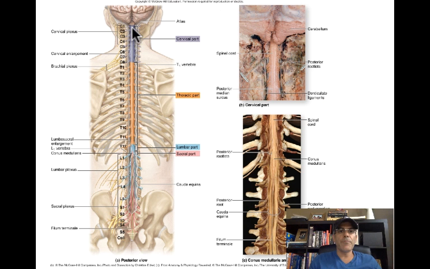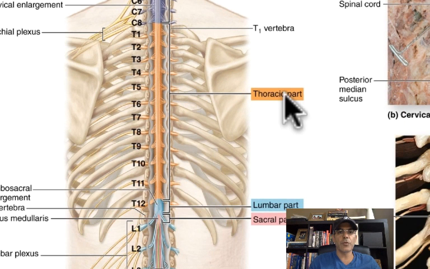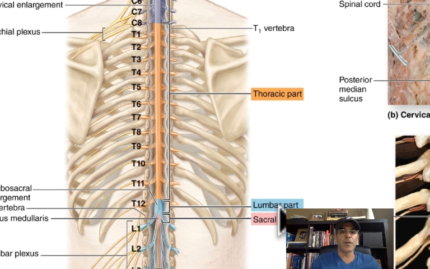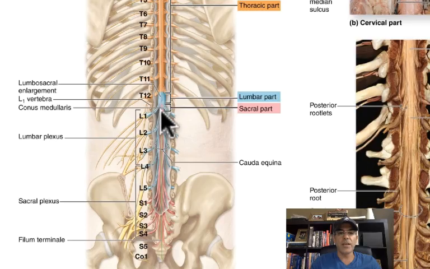Also, we divide the spinal cord based on different segments: a cervical part of the spinal cord, a thoracic part of the spinal cord, a lumbar part of the spinal cord, and then a sacral part of the spinal cord. But realize the lumbar part and sacral part of the spinal cord are in the upper part of the lumbar part of the spinal column.